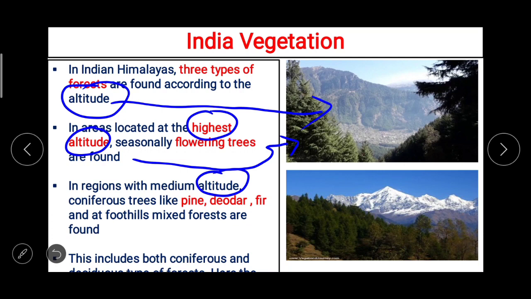In medium altitude, coniferous trees like pine, deodar, fir and foothills, at foothills mixed forests are found. This includes both coniferous and deciduous types of forest. Here the proportion of sal trees is higher. So this was all about the Brazil vegetation and India vegetation, near about the similar vegetation Brazil maybe or India maybe. Now in the next session we'll talk about the Brazil wildlife and India wildlife.